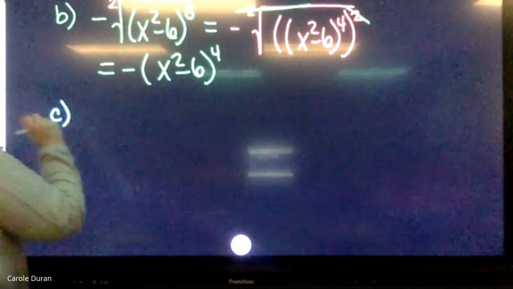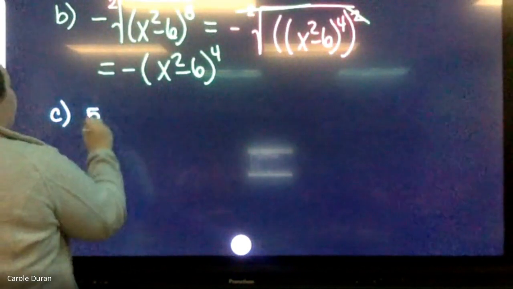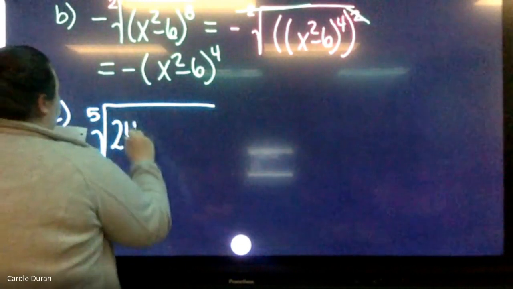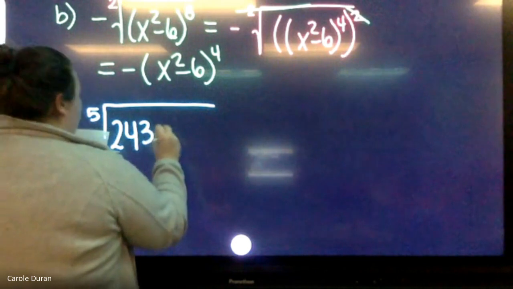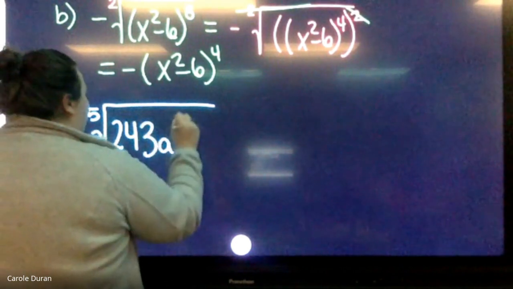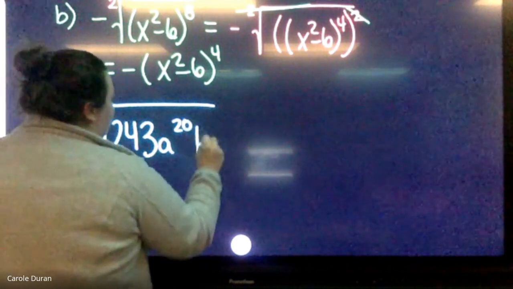Example C. Let's say now I'm taking the 5th root of 243. Oh, I should really rewrite that 3. Math is so much fun. A to the 20th, B to the 25th.